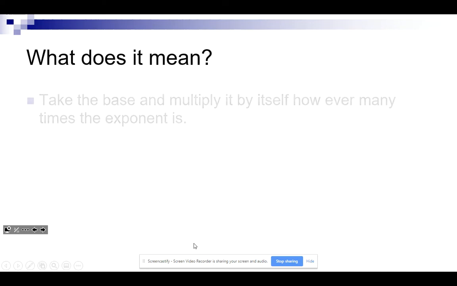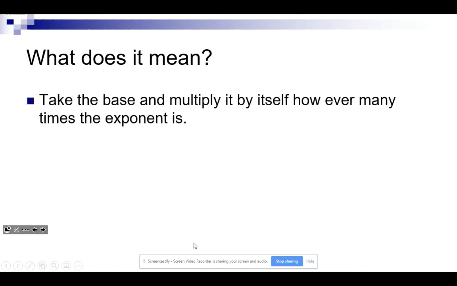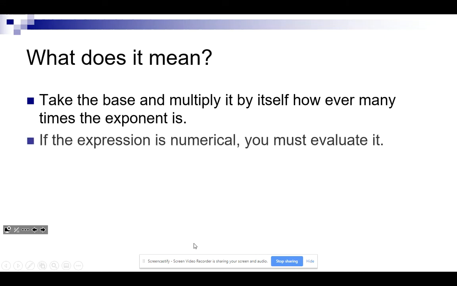So what does this mean? We want to take the base and multiply it by itself, however many times the exponent says to. If your expression is all numerical, you must evaluate it. For example, 5 to the 4th power is 5 times 5 times 5 times 5. And when I do that in the calculator, it's 625. When you're doing your work, you do not need to show me all of the multiplication that you are doing. You simply just need to write the answer.